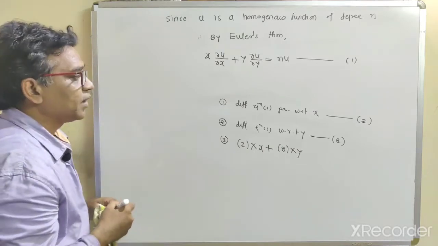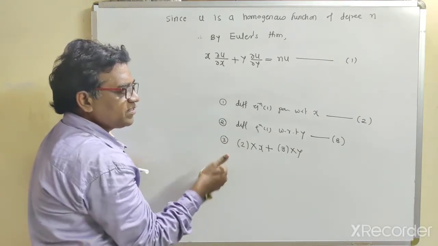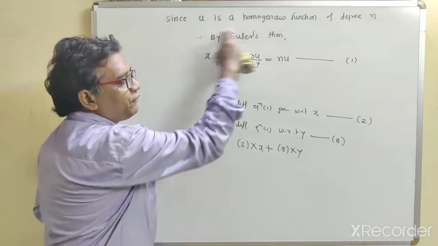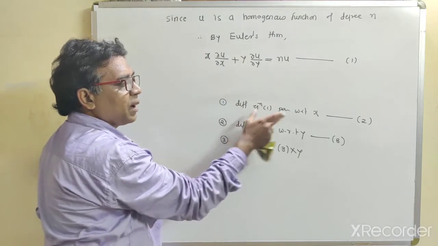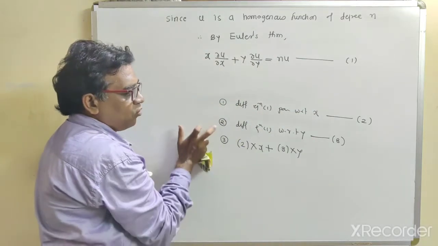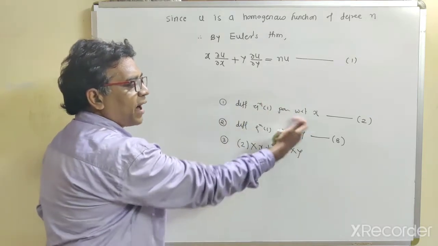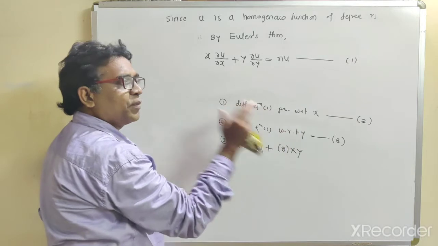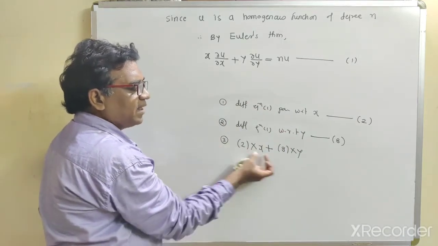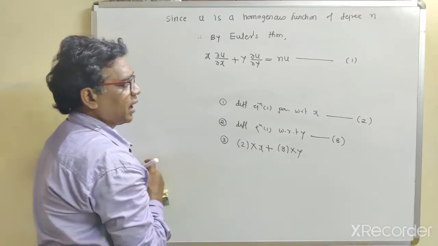So see how to get that bracket square type term. There are 3 steps. These are the steps. What is the first step? Differentiating this equation 1 partially with respect to x, suppose that is equation number 2. What is the next step? Differentiating equation 1 partially with respect to y, that is, suppose, equation number 3. And what is the next step? Multiply second equation by x, multiply third equation by y, and take their addition.